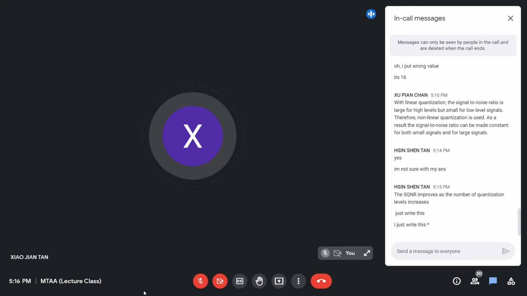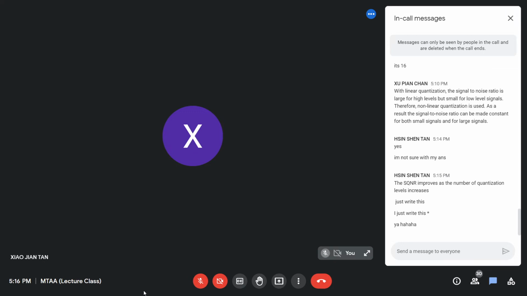Okay, we can discuss. The SQNR improves as the number of quantization levels increase. Just write it in. Is that all for your answer? Okay, no issue, no issue.